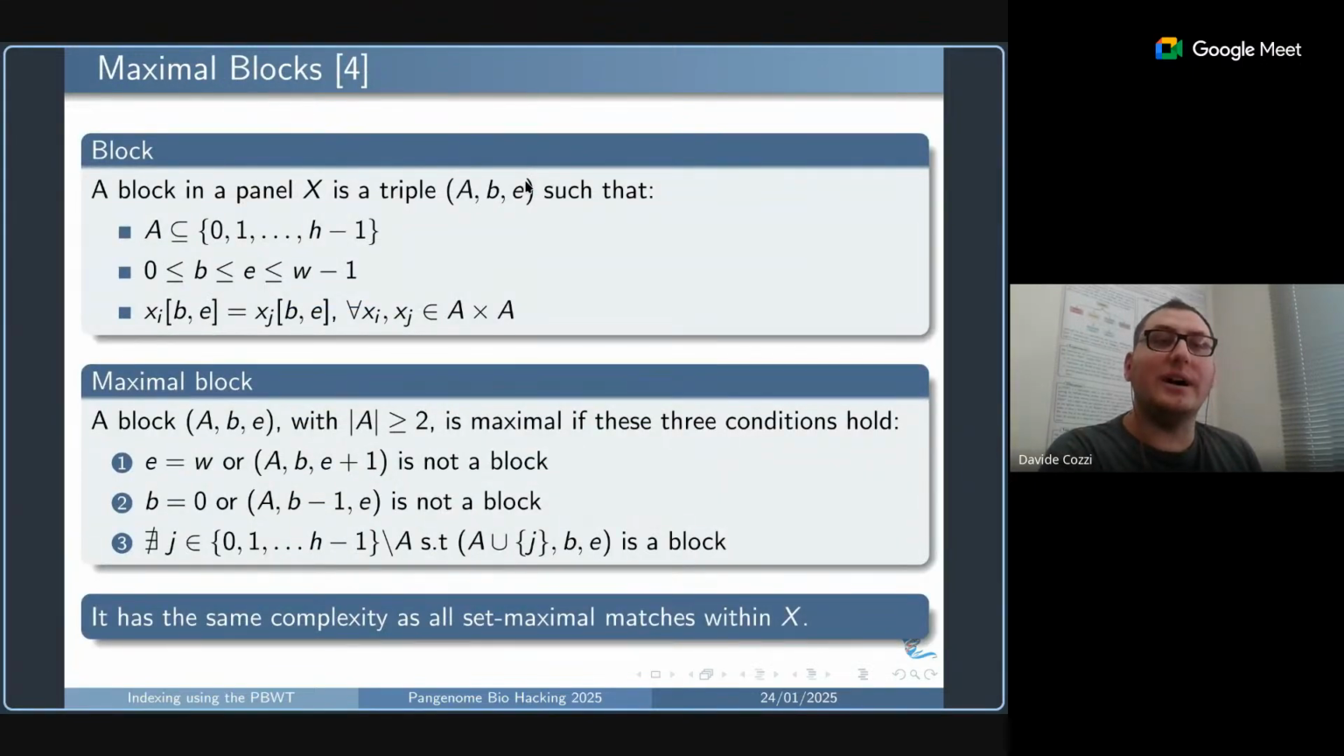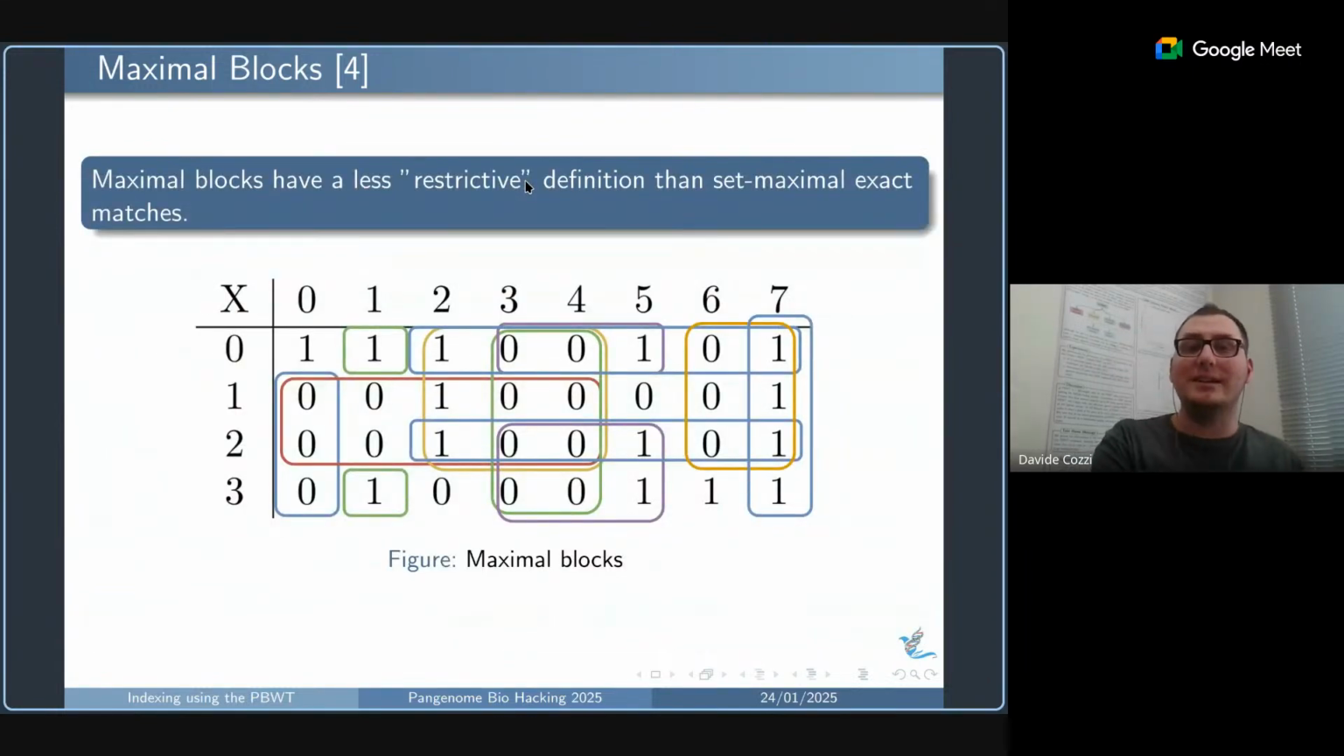Then we have another very interesting problem called the maximal blocks finding problem. In this case, a block is just like a set maximal exact match, but with some fewer restrictions. In fact, we can output a block every time we are losing a row. So let's look at an example because probably it's easier.